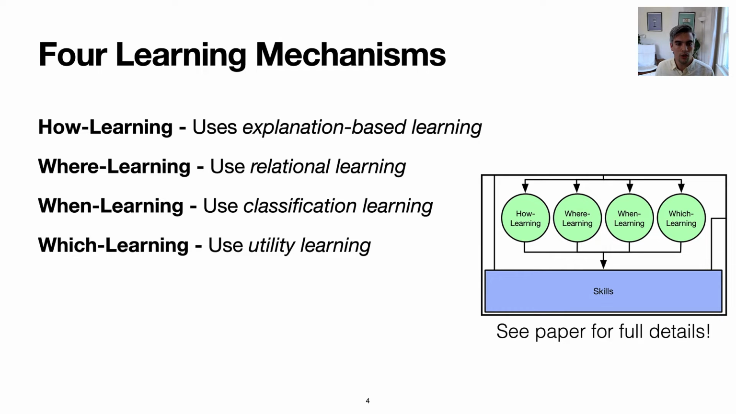For this work, we use explanation-based learning for how learning, relational learning for where learning, classification learning for when learning, and utility learning for which learning. If you're interested in learning more about the specifics of our model, please see the full paper for details.